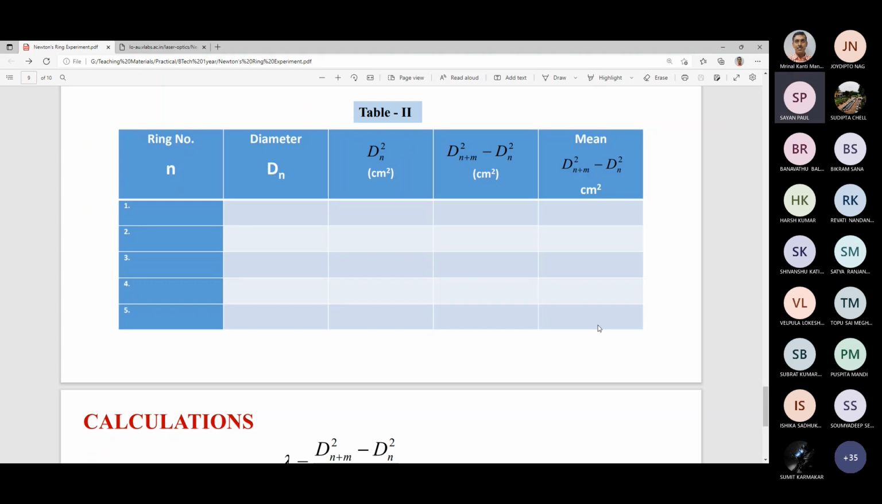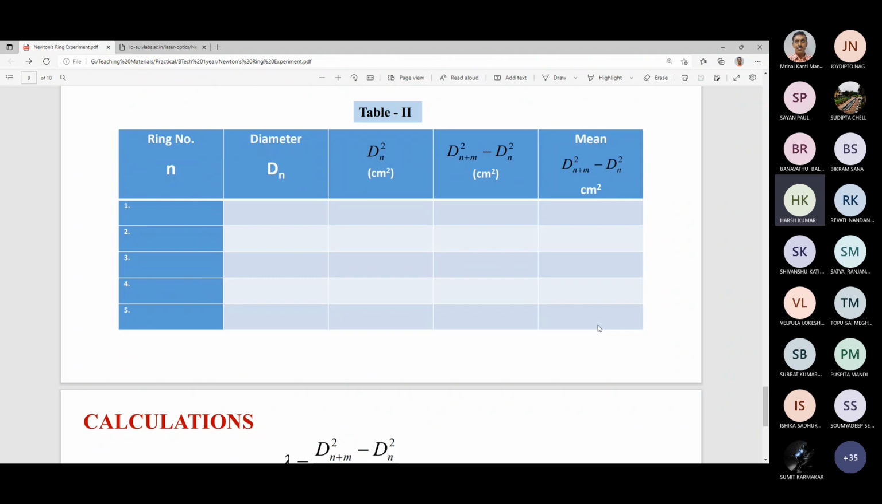So how many readings do we have to take this way? You continue from 2 to 8 or 10. You need to calculate the diameter of the second, third, fourth, fifth, sixth, seventh, eighth ring. And if it is permissible, or if you can take the data, then you can go up to 10. But you try to take up to 8.